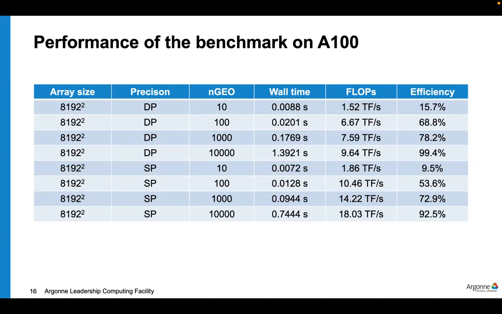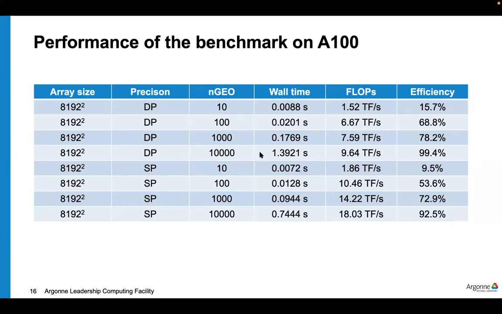The A100 GPU on the ThetaGPU partition has a peak double precision flop rate of 9.7 teraflops per second if you don't use the tensor core, and for single precision the peak is 19.5 teraflops per second. Based on those theoretical numbers, I computed the efficiency. If you use NGU 10 for double precision, the efficiency is around 16%, and if you use 10,000, it is 99.54%. This is very high.